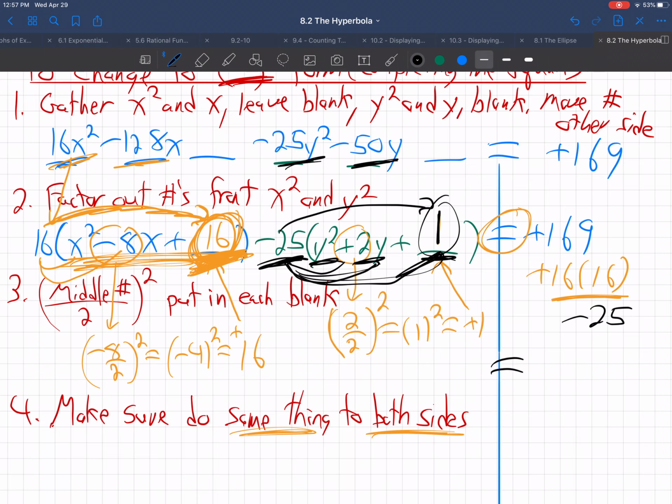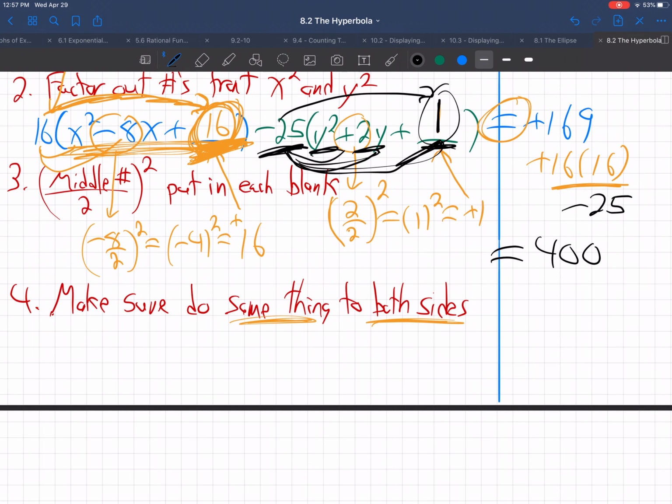Okay, what does that make the right side become? Just use your calculator. 169 plus 16 times 16 minus 25. I'm getting a nice clean 400. So the right side has become 400. I changed the right side in the same way I changed the left. By putting in this 16 here, under the influence of a 16, I did the same thing to the right side, 16 times 16. This plus 1, under the influence of a minus 25, I added minus 25 to the right side, just like the left side. So the right and left have been changed the same.